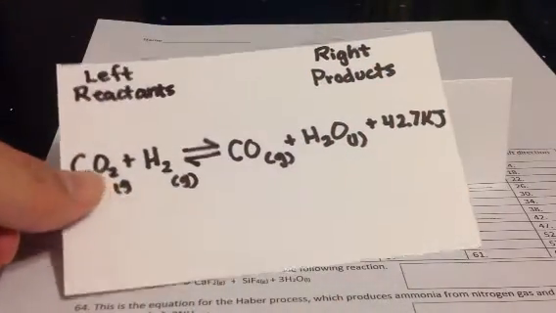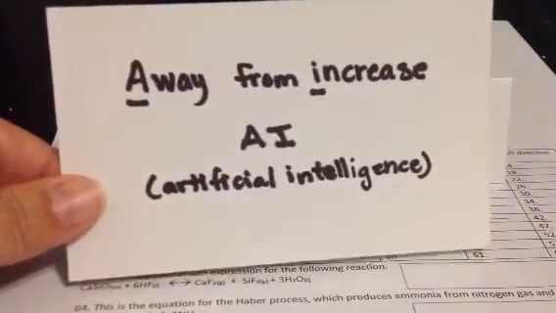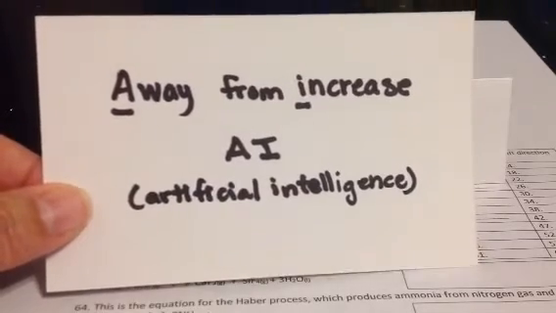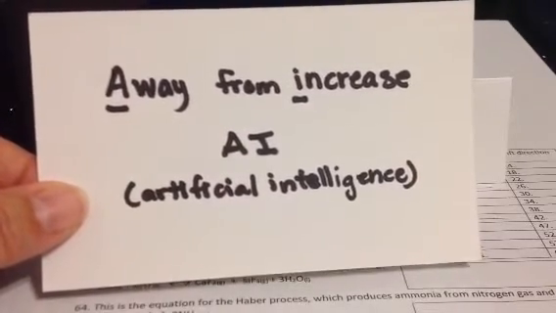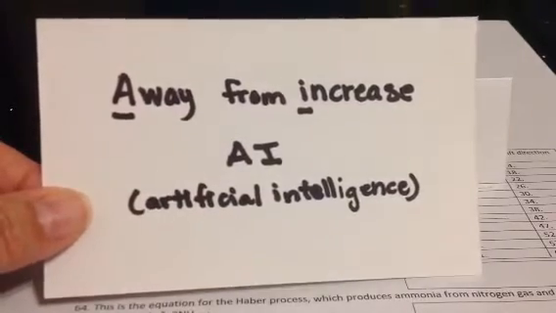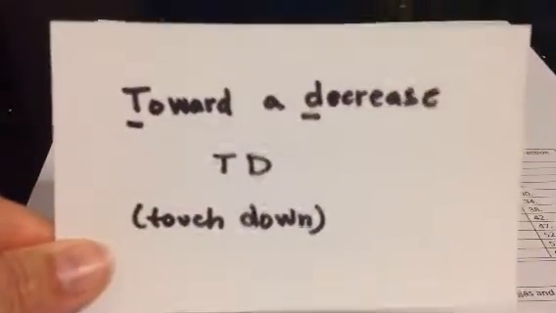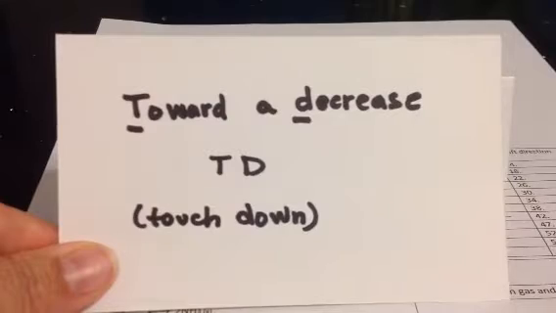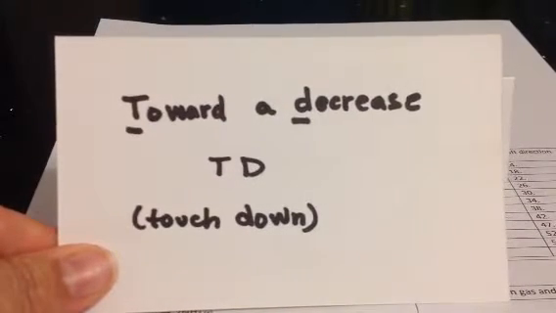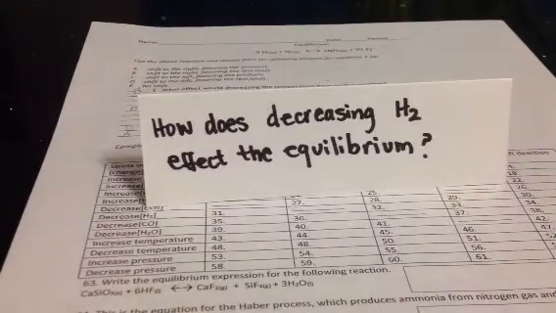All right. So remember, I have a little trick for you on memorizing what to do for an equilibrium expression. The two things are away from an increase. I say artificial intelligence. Or you could notice that both the letter A and I are both vowels. So the vowels go together. And the other one is toward a decrease. And both the T and the D, or touchdown, is a consonant. So toward a decrease, away from an increase.